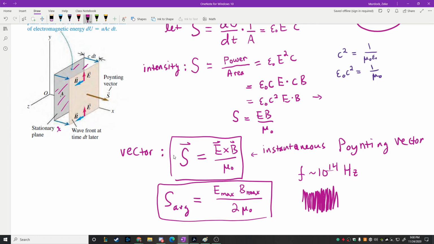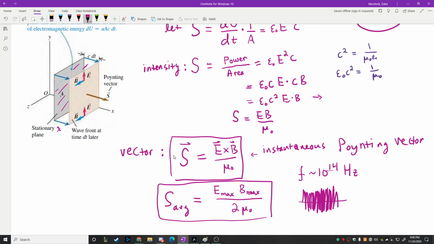And the reality is, I don't even care about the minimum. It doesn't get negative. There's no negative light intensity. It's always going to be positive because you're multiplying this times this, and it's related to E squared, right? So we don't really worry about the instantaneous Poynting vector when describing the energy that's coming from a light beam.